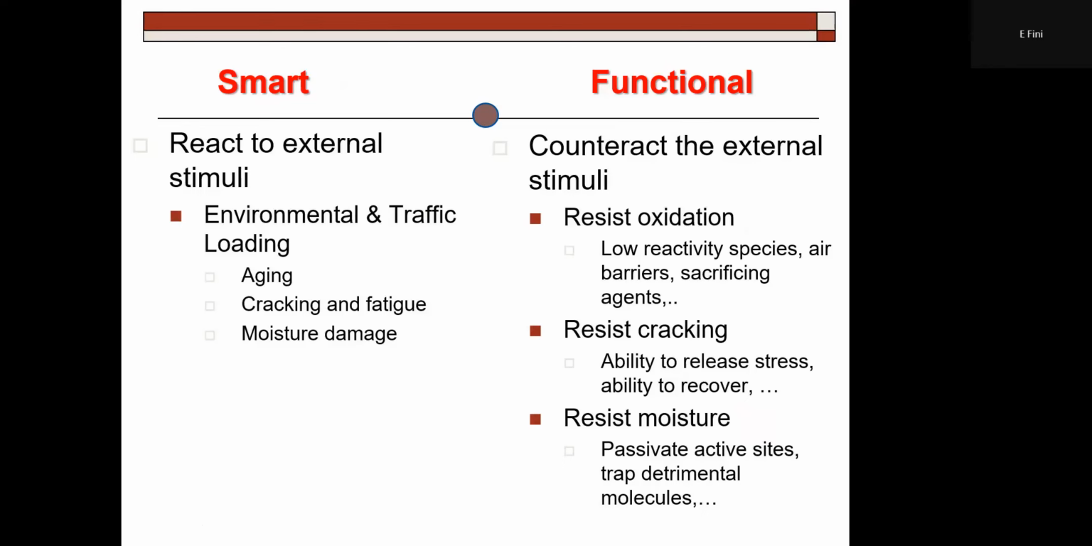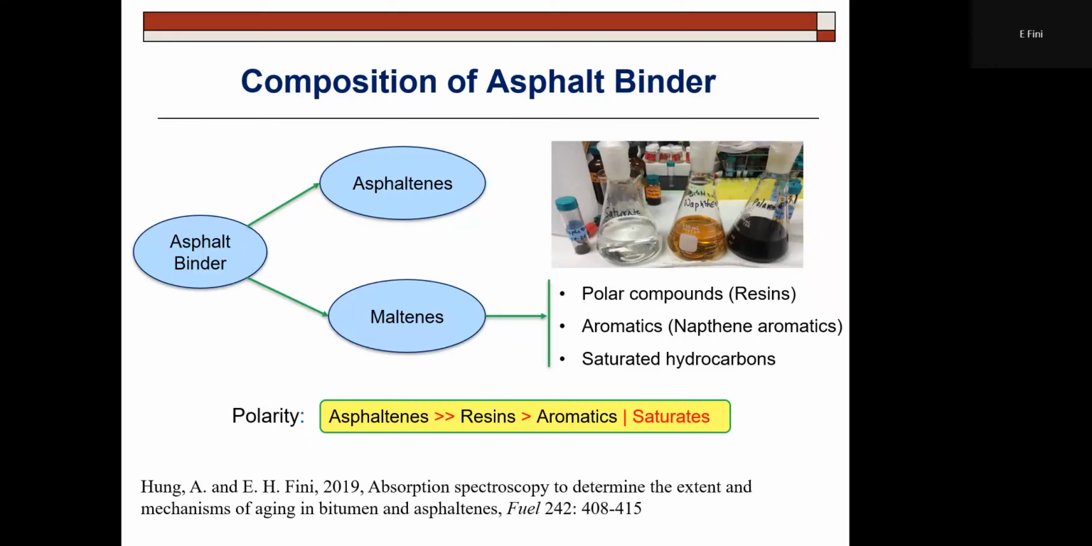Of course, this lecture will be mostly focused on moisture, how the material can be functional in terms of moisture damage. Obviously, none of us likes moisture damage. None of us likes asphalt to get oxidized and crack. Those are things that we have been studying and researching to prevent. So if you can build a resistance mechanism against oxidation, against cracking, against moisture, that's a good thing. So here we talk about building resistance mechanisms.